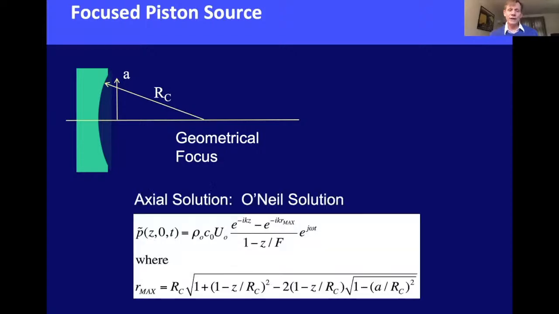And again, on axis, it turns out there's a solution. It's referred to as the O'Neill solution. It tells us the pressure as a function of distance along the focus here. It's given in this case here, rho naught, c naught, u naught being the amplitude of the velocity at the frequency. F is the same as R_c. Sorry, I just changed my terminology here. So F is the same as R_c up here. z is the distance from the back of the transducer, along this axis here. And R max is the distance from your observation point to the edge of the transducer, and it's given by this expression here.